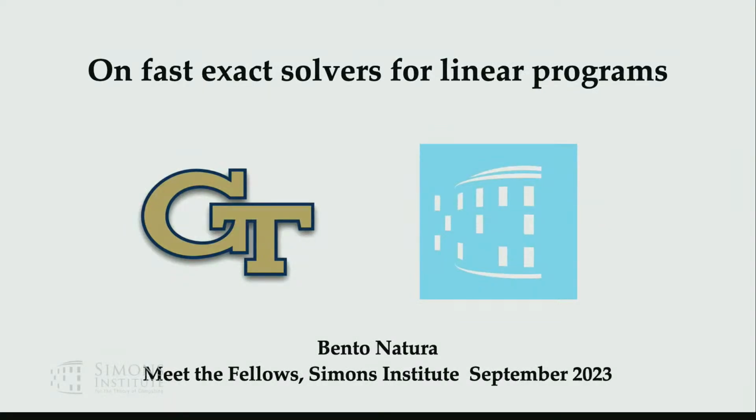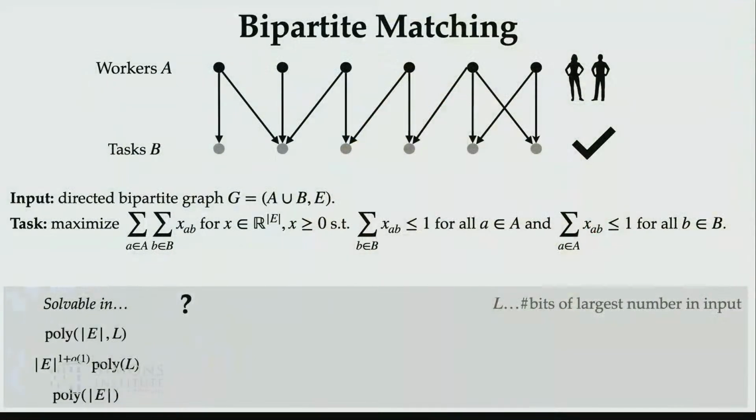Yeah, thank you. I'm visiting from Georgia Tech. Let me jump right in to a problem that is very much at the core of my research. That is a special case of linear program, a classical problem that we all know, and that is bipartite matching. So far, no weights, just easy.